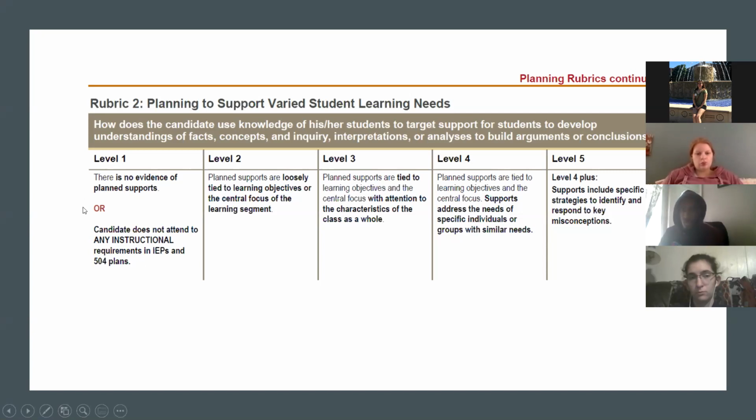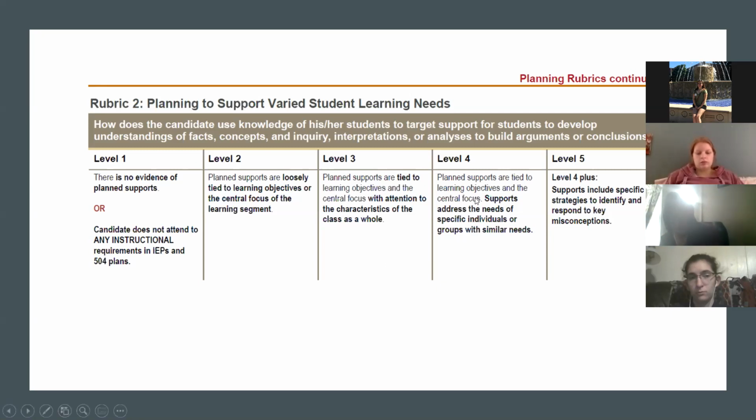You need to talk about these supports, okay? Level 2, the plan supports are only loosely tied to the learning objectives or the central focus, right? So I've provided support, but it doesn't really help with them getting the main idea of the lesson. Level 3, plan supports are tied to the learning objectives and the central focus with attention to the characteristics of the class as a whole.